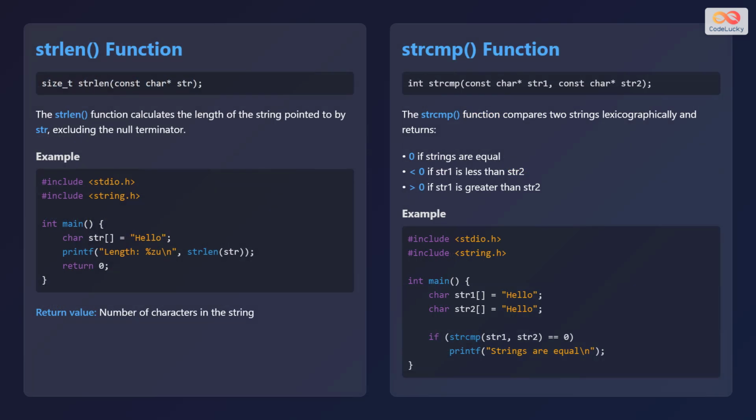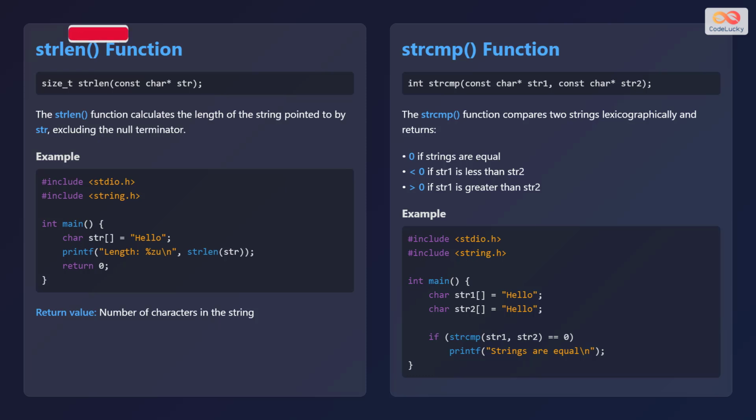Next, let's explore the strlen and strcmp functions. The strlen function calculates the length of the string pointed to by str, excluding the null terminator. The syntax is size underscore t strlen, const char pointer str. Here is an example. We include the standard input-output and the string header files. Inside the main function, we declare a str character array and initialize it with hello. We use the printf function to print the length of the string using the strlen function. The return value is the number of characters in the string.